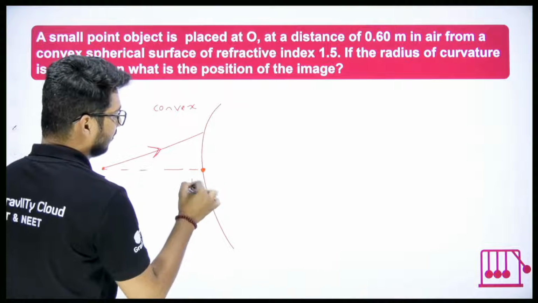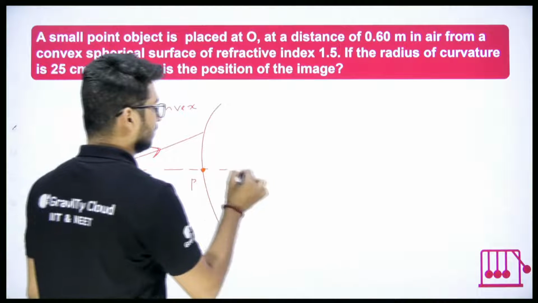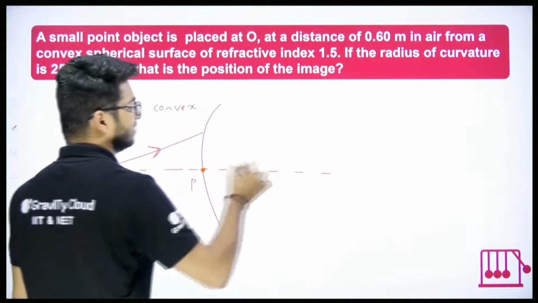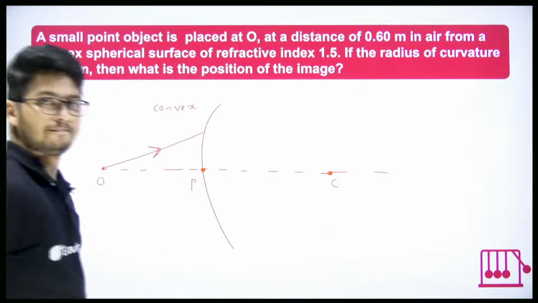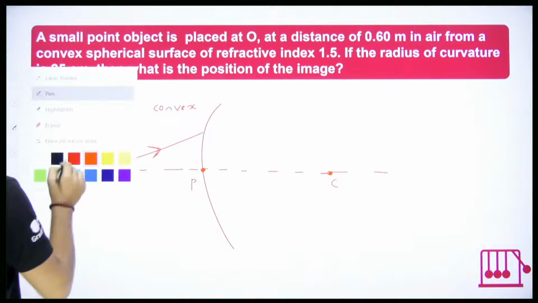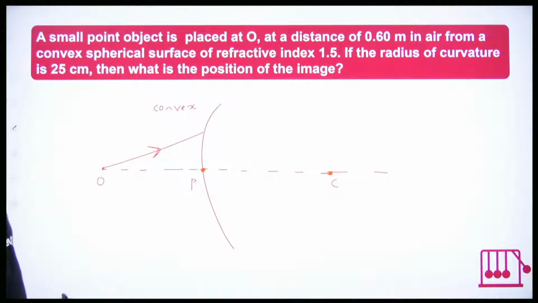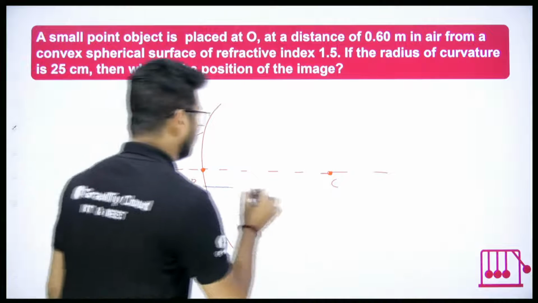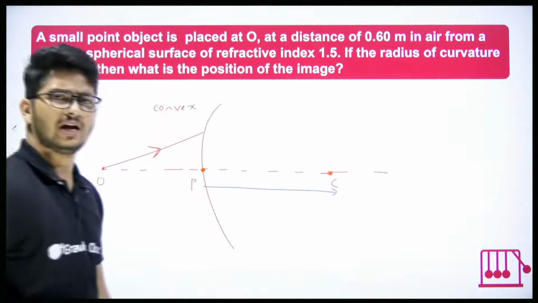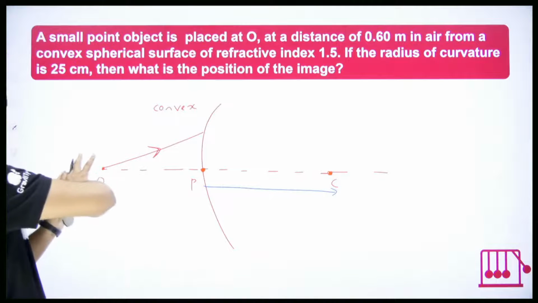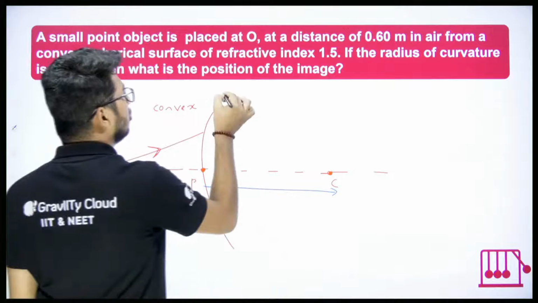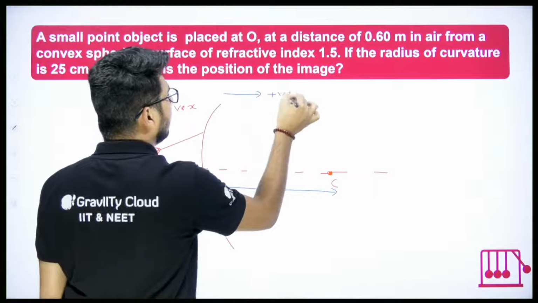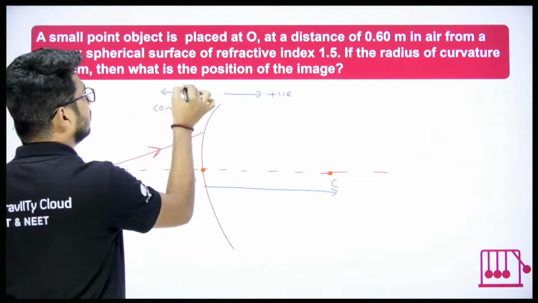This is the pole. So if this is a surface, the center will be somewhere here. Now if I look at the radius, it will be from pole to center. Is it positive or negative? For that, look at the direction of the incident ray. It is towards right in general. So towards right is positive and towards left is negative.